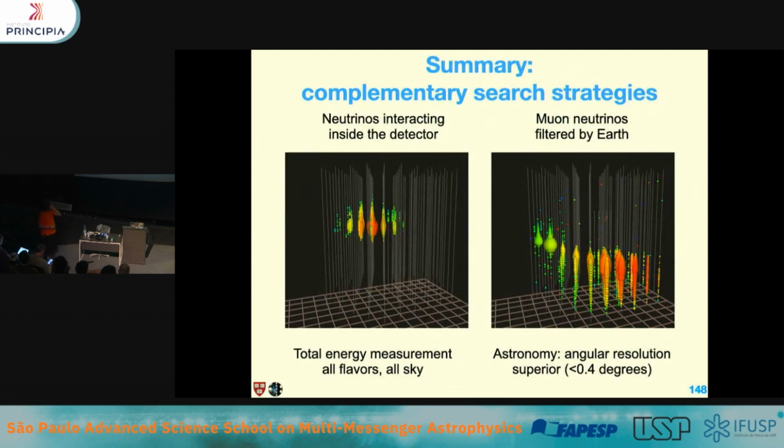So there are two complementary ways to discover and measure astrophysical neutrinos. There are the cascades, where you can get all flavor, all sky by using the veto technique. You can measure the energy essentially calorimetrically. And then you can also use muon neutrinos, which let you look at the northern hemisphere. Those have superior angular resolution, but as we discussed, because the muon losses are stochastic, the energy resolution is not good.